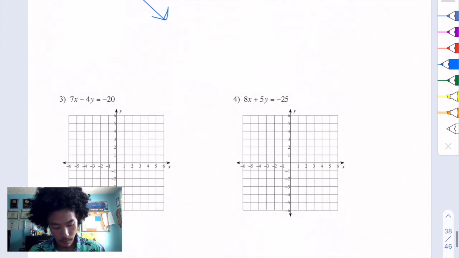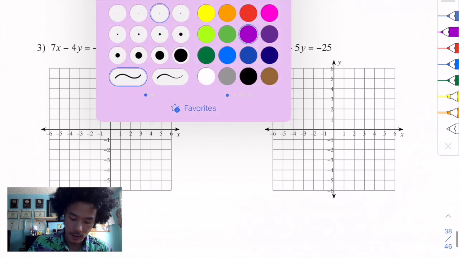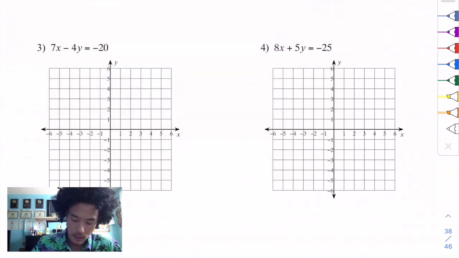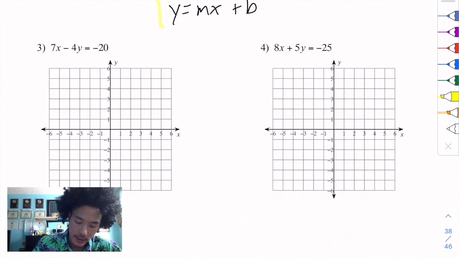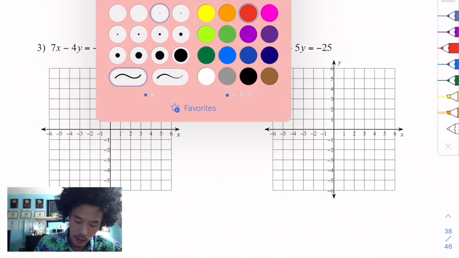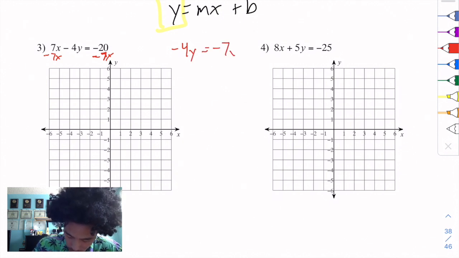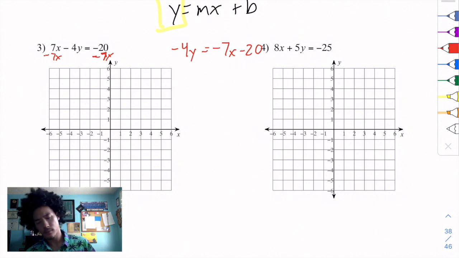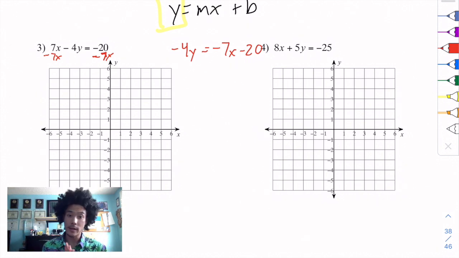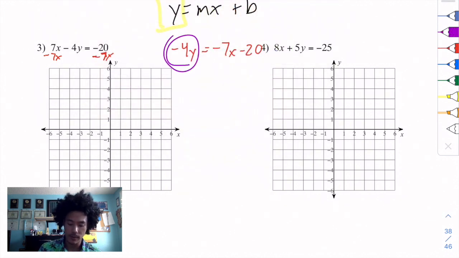Guys, number 1. Number 3, same idea, okay? Same idea, guys. Nothing fancy. We're trying to get to y equals mx plus b, right? That's our goal. We want y by itself. Right now, y is right here. So what I'm going to do, I need to subtract both sides by 7x. So my new equation over here is going to be negative 4y equals negative 7x minus 20. Okay, it doesn't look too good right now. Is the y by itself yet? Okay, the y is not by itself, so we need to divide both sides by negative 4.